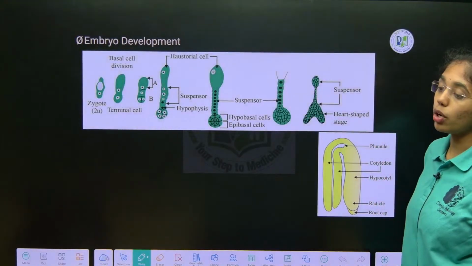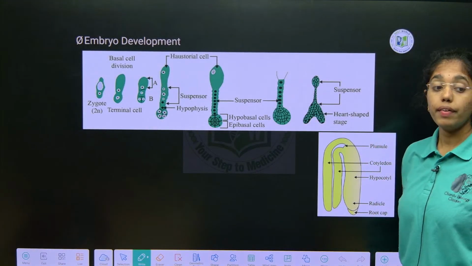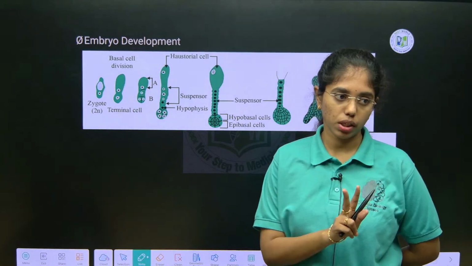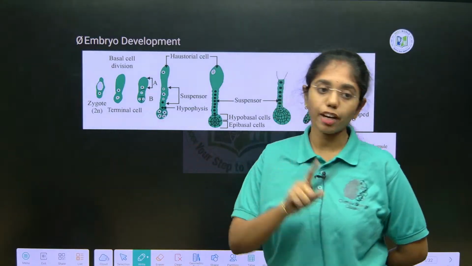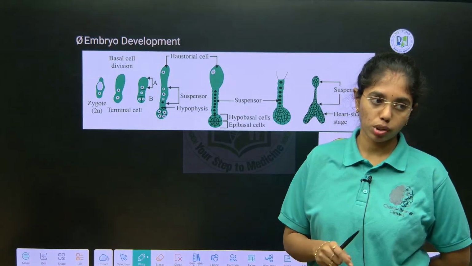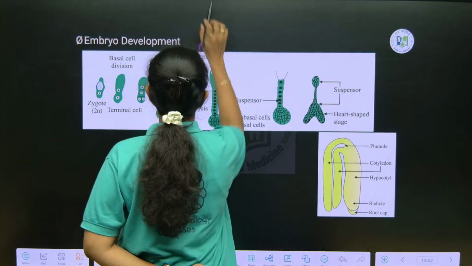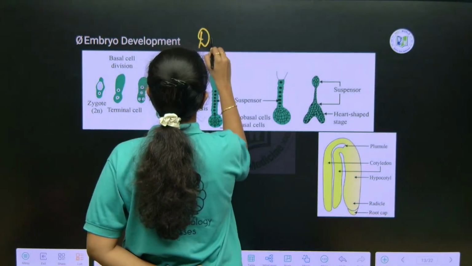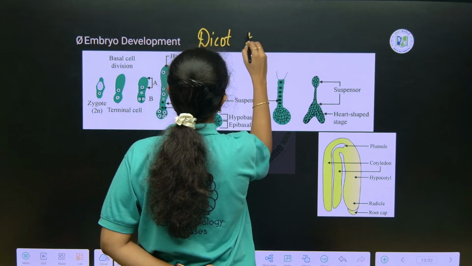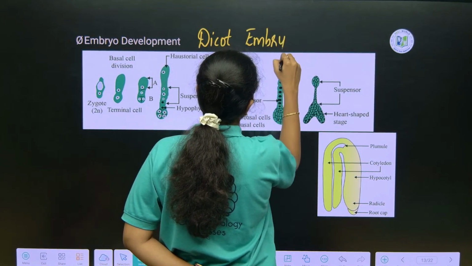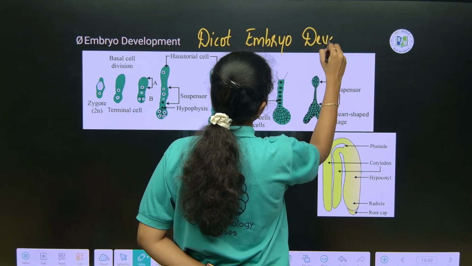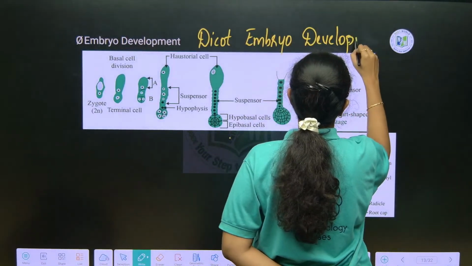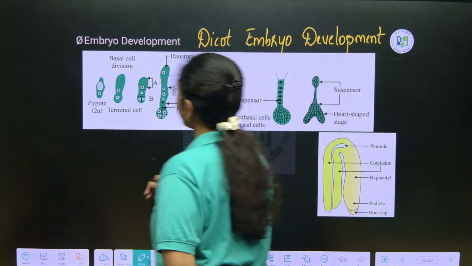Next you see embryo development, very important. We will get the questions on embryo development not only in NEET but also in the EAMCET. So, you have to focus on the dicot embryogeny, monocot embryogeny, which is nothing but dicot embryo development and monocot embryo development. Dicot embryo development. So, here first zygote is formed, right? What will the zygote undergo? I told you, mitotic division.